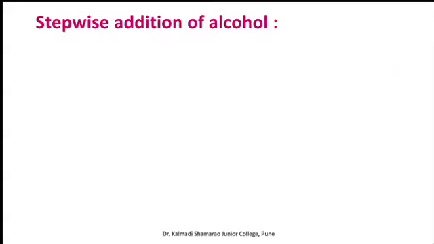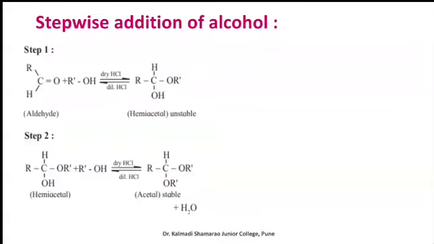The stepwise addition of alcohols is as follows. In the first step, aldehyde, that is RC=OH, reacts with 1 equivalent of a monohydric alcohol, that is R-OH, in presence of dry HCl to give hemiacetal, which is an unstable compound. In the second step, hemiacetal reacts with 1 more molecule of alcohol to give acetal, which is a stable compound, plus H2O.